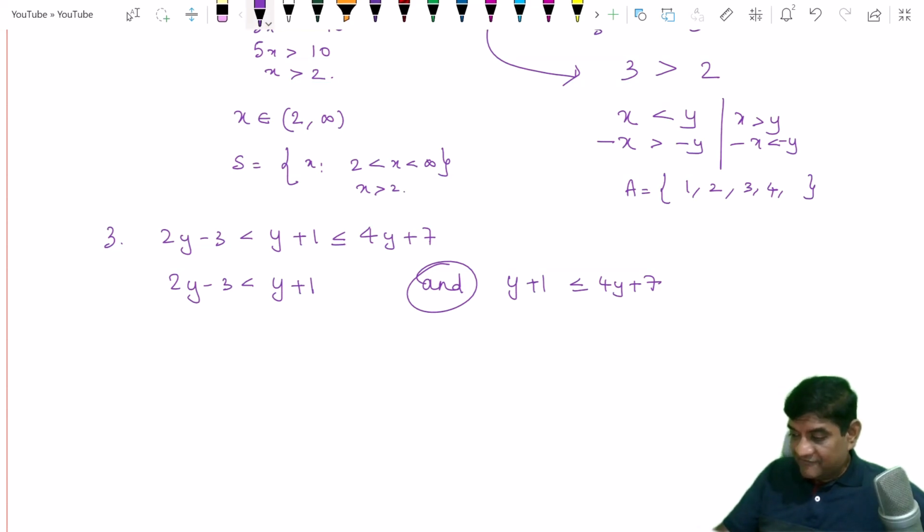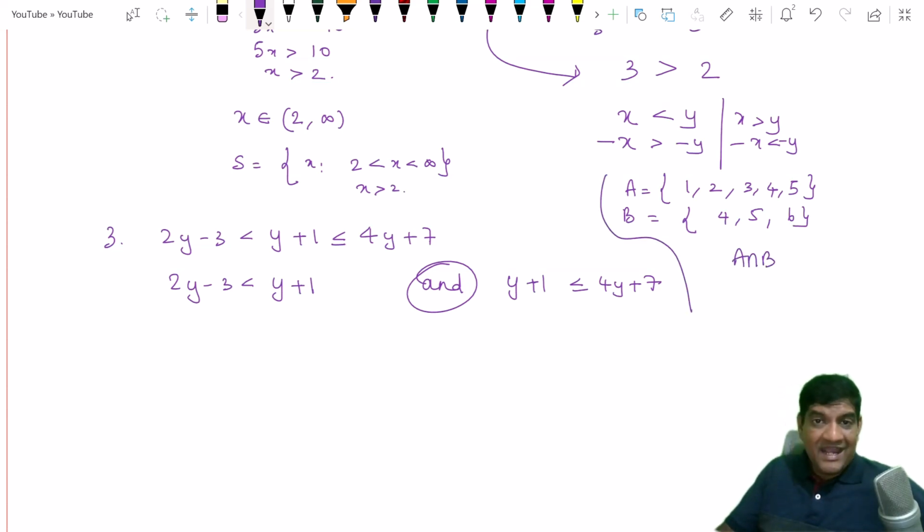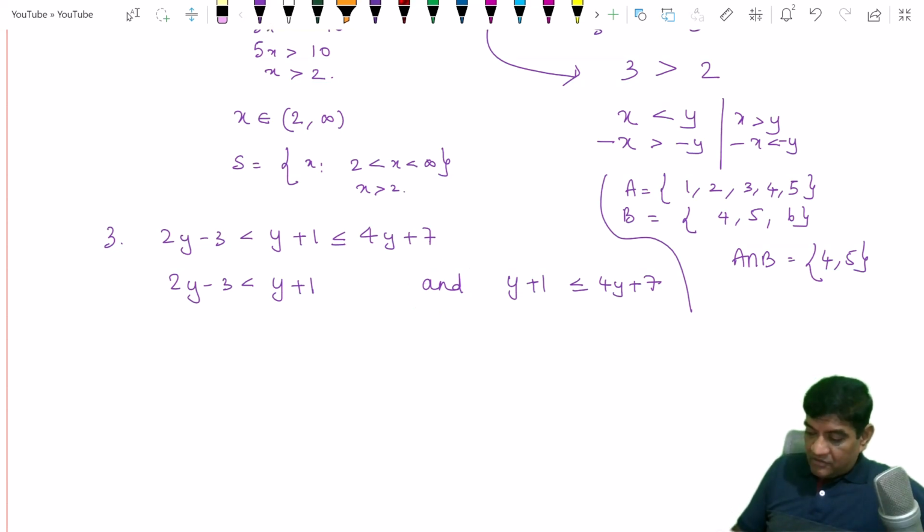So this is 5, and then let's take another set, which is, let's say, 4, 5 and 6. So when I say A intersection B or A and B, it would simply mean 4 and 5. Basically, the common elements belonging to the set A and to the set B. That's what it means. So let's go back now.